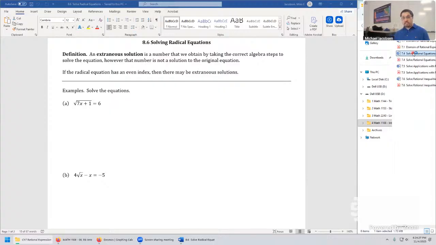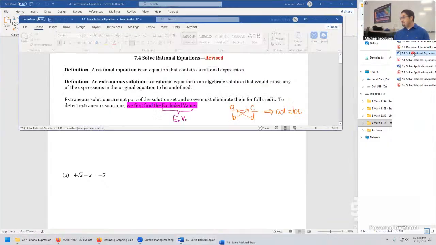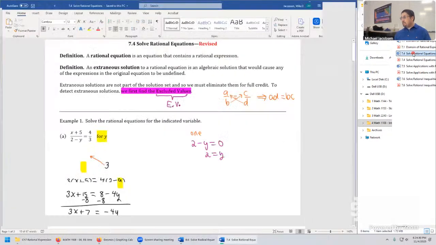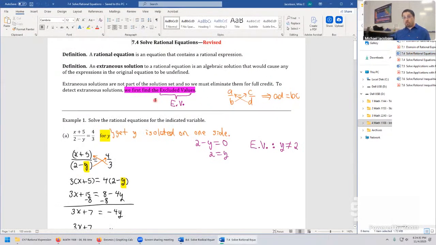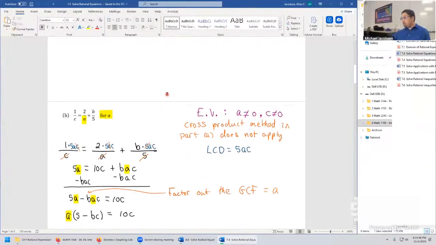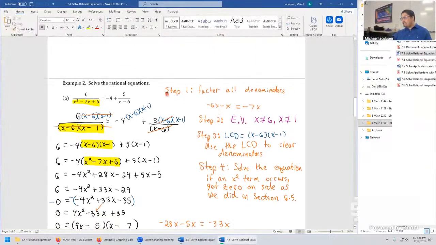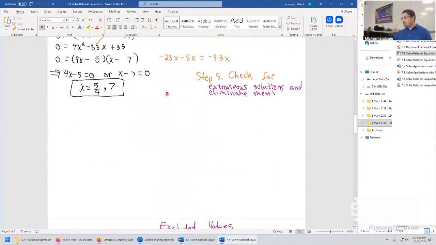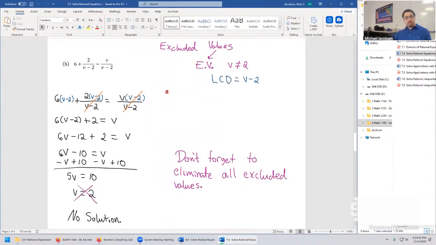Rational equations were also pretty tricky. The things that cause problems were the so-called excluded values. They were values that make the denominator go to 0. Let's go to one that had some particularly interesting issues. That'd be part B of example 2. Here, the denominator could have never been a positive 2. So we said the excluded value is v cannot equal 2.